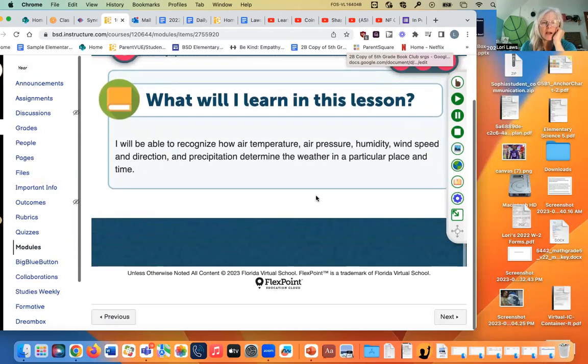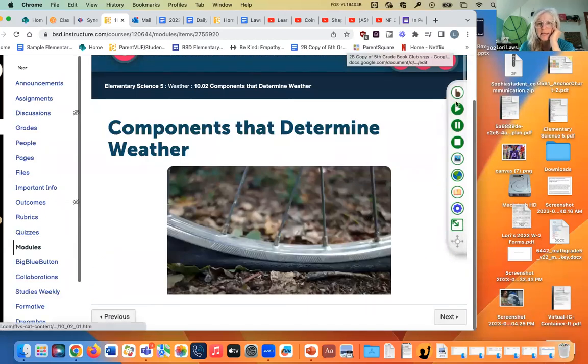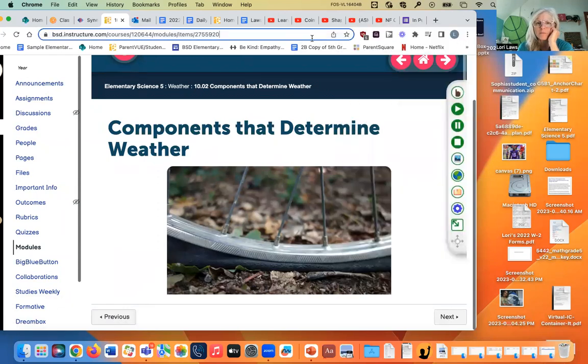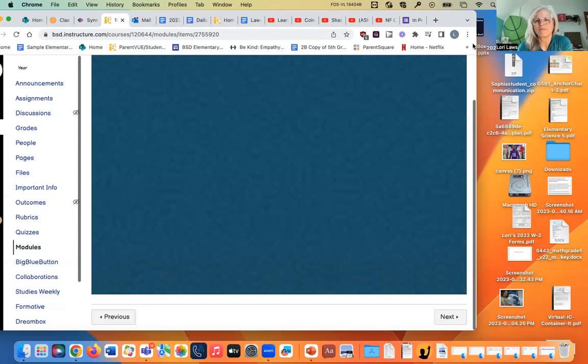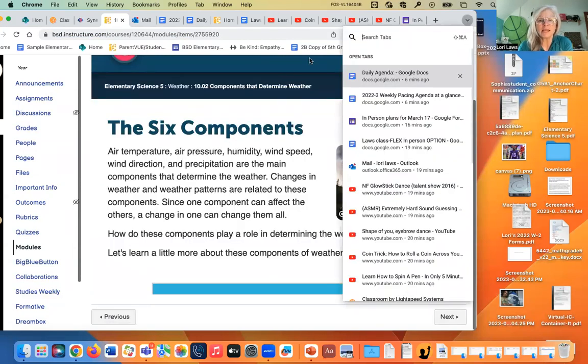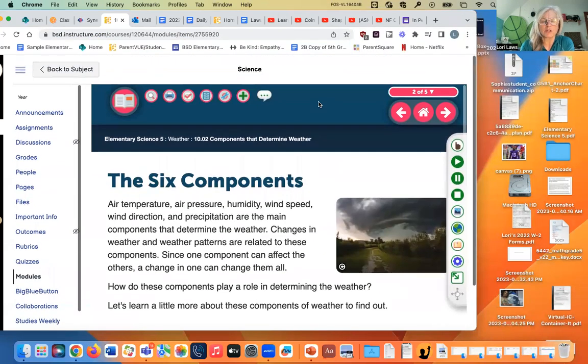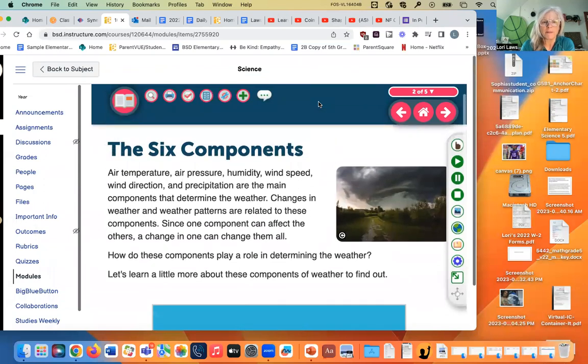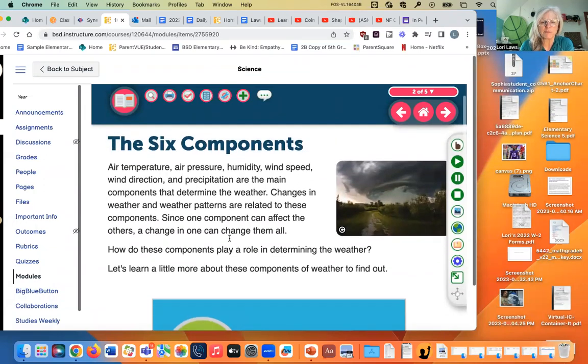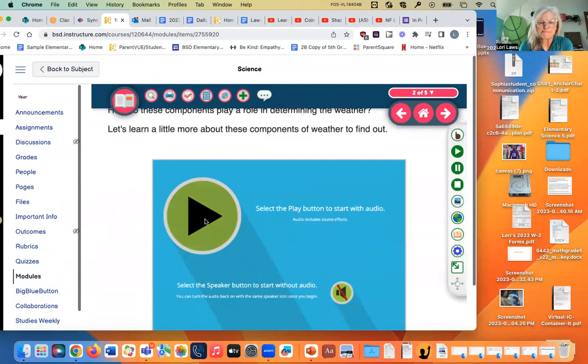So we're going to talk today about how air temperature, air pressure, humidity, and wind speed and direction all determine the weather at a particular place and time. Again, we're in lesson 10.02, components that determine the weather. The six components we talked about yesterday.